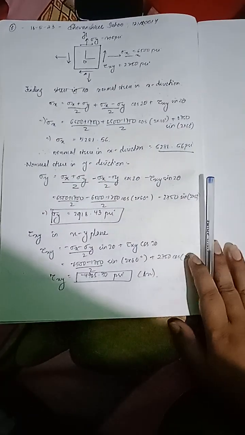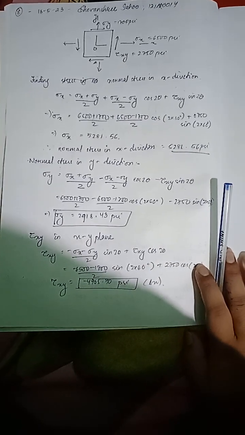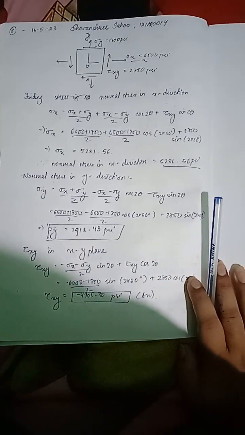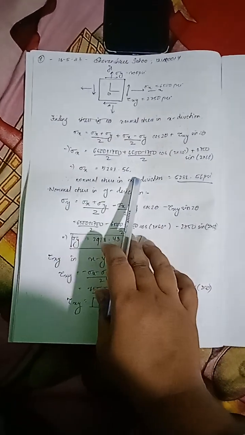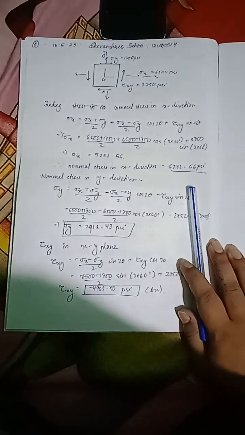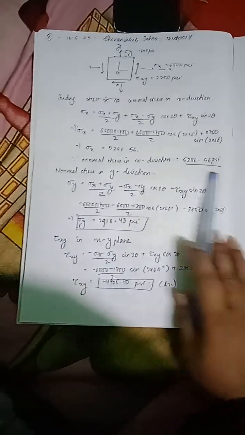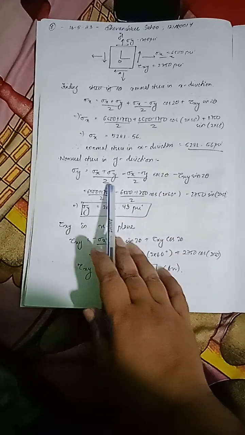Sigma x1 is equal to (sigma x plus sigma y)/2 plus (sigma x minus sigma y)/2 cos 2 theta plus tau xy sin 2 theta. Then putting the values, we get 5281.56. So the normal stress is 5281.56 pounds per square inch.